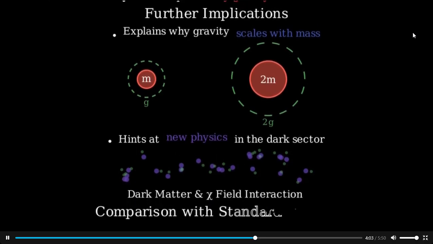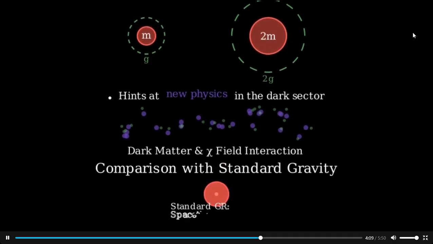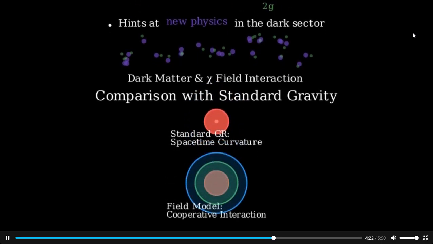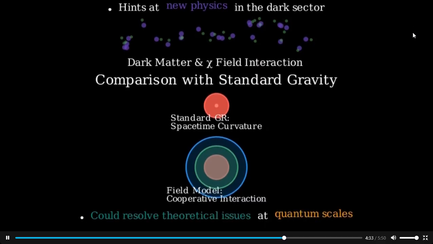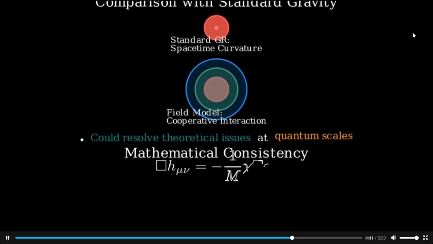To better understand the significance of this model, let's compare it with standard approaches to gravity. In standard general relativity, gravity is described purely geometrically, where mass and energy directly curve spacetime. In quantum approaches, gravitons directly mediate the gravitational force. In contrast, this field model introduces an additional layer of complexity with the chi field, creating an indirect mechanism for gravity that requires the cooperation of multiple fields. This indirect mechanism could potentially resolve some of the theoretical issues that arise when trying to unify quantum mechanics and gravity. It's worth noting the mathematical consistency of this model.